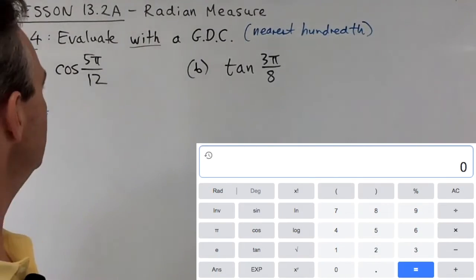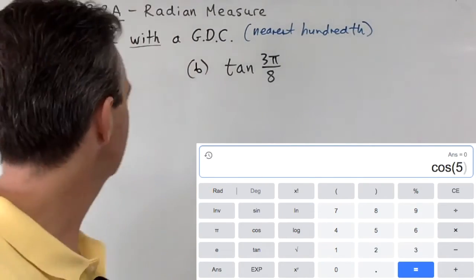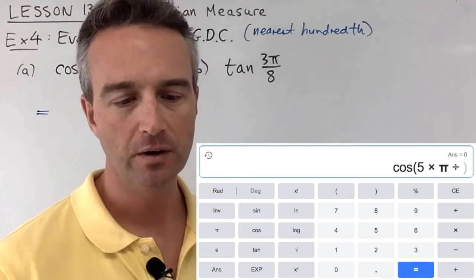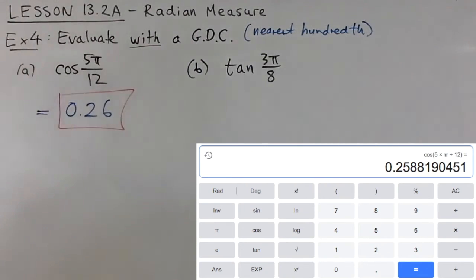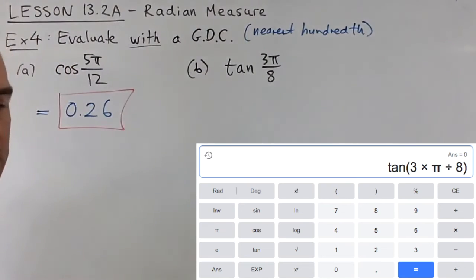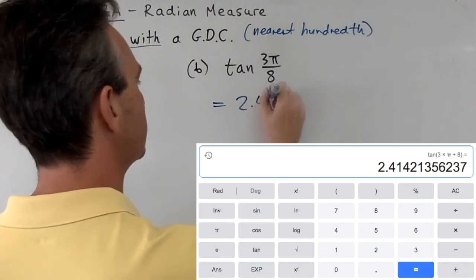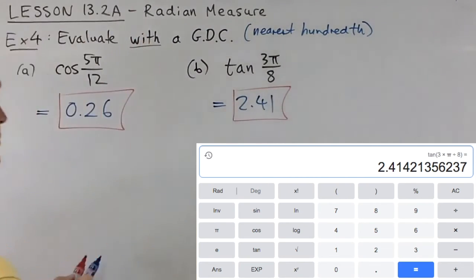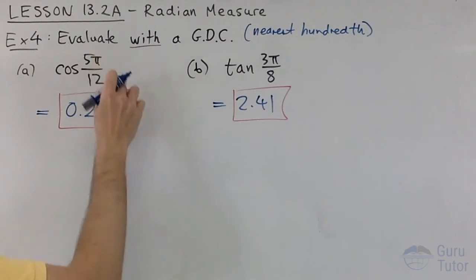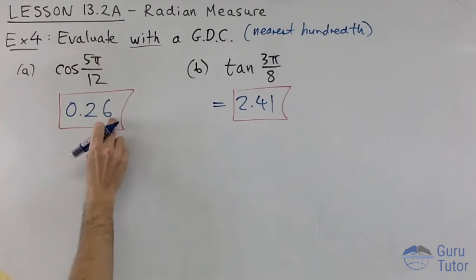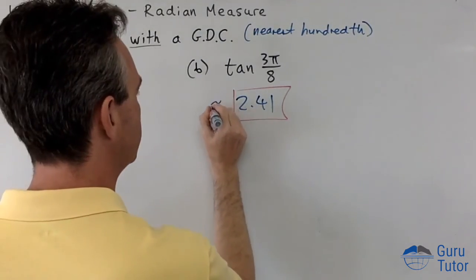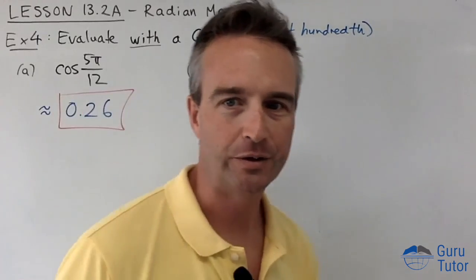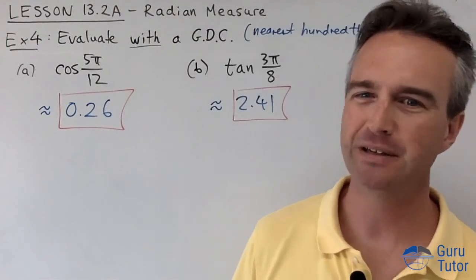Make sure you're in radian mode. Cos brackets 5 times pi divided by 12. Close brackets, and you should get 0.26. Check that you can get that. And over here doing the same thing with tan, 2.41 you should get. Okay, and if you want to be 100% correct, remember these are not exactly equal to. As soon as we cut off the decimals, it's not an exact value. These are actually approximations. If you want to be mathematically, grammatically correct, we should use approximation symbols there. But equals is fine.